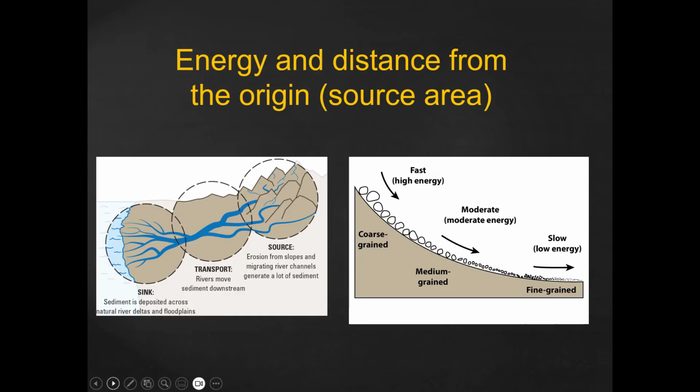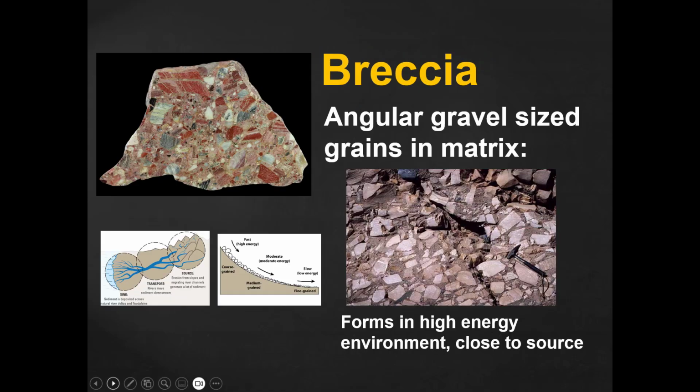When we classify the clastic and detrital sedimentary rocks, we always have to talk about energy and the distance from the origin or the source area. So I have this little summary figure, and I'm going to point out the environment where the different rocks formed. We're going to start with the breccia. The breccia's important characteristic is that it has angular gravel-sized grains in a finer grain matrix. Like you can see here are the grains. See, they are angular, and the matrix, which is between the grains, is very fine grained.